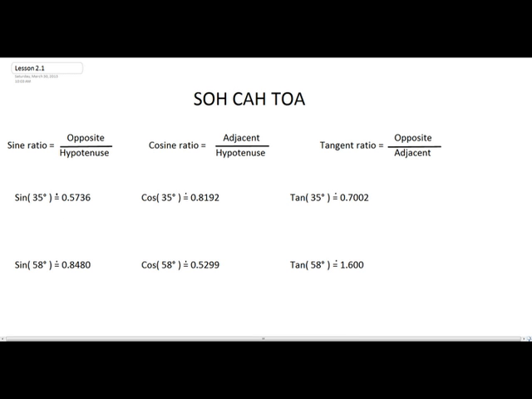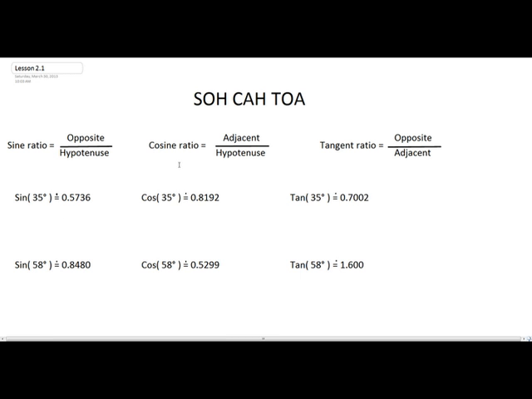Okay, so what we find here is that the sine of 58 degrees is approximately 0.8480 accurate to 4 decimal places. The cos of 58 degrees is approximately 0.5299 accurate to 4 decimal places. And the tangent of 58 degrees is approximately 1.6003 accurate to 4 decimal places.